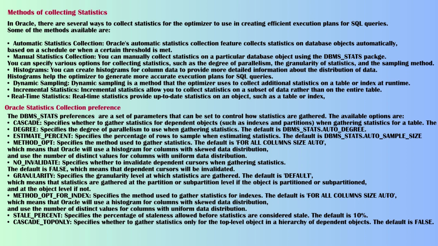Incremental statistics. Incremental statistics allow you to collect statistics on a subset of data rather than on the entire table. This can save time and resources when you only need to update statistics for a small portion of a large table. Real-time statistics. Real-time statistics provide up-to-date statistics on an object, such as a table or index, without having to manually collect statistics or wait for the automatic statistics collection job to run.